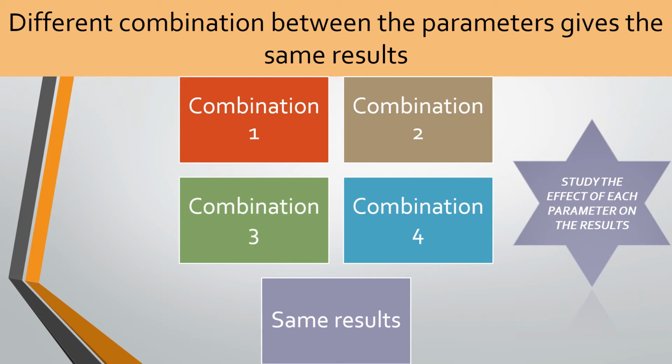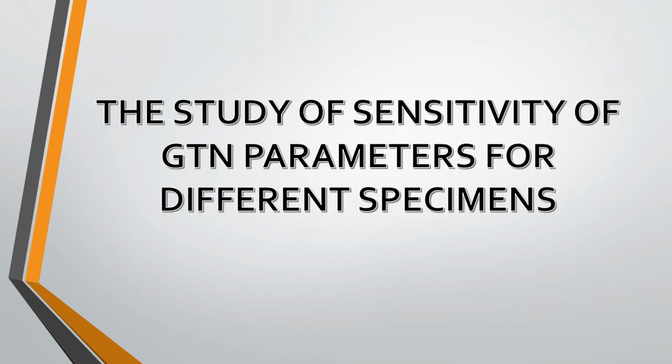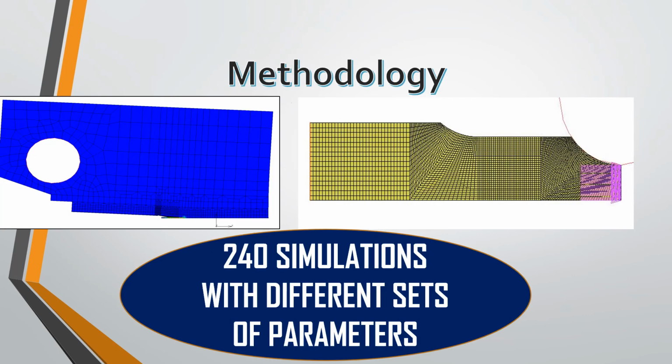So we need to find the most sensitive parameter, and why we have different combinations with the same result. So I decided to determine the most sensitive parameter, and that was done by using different geometries and different specimens. So I used the NT specimen and the CT specimen.